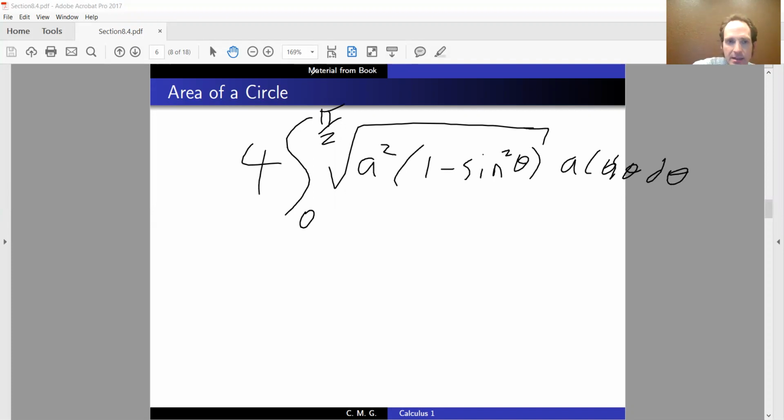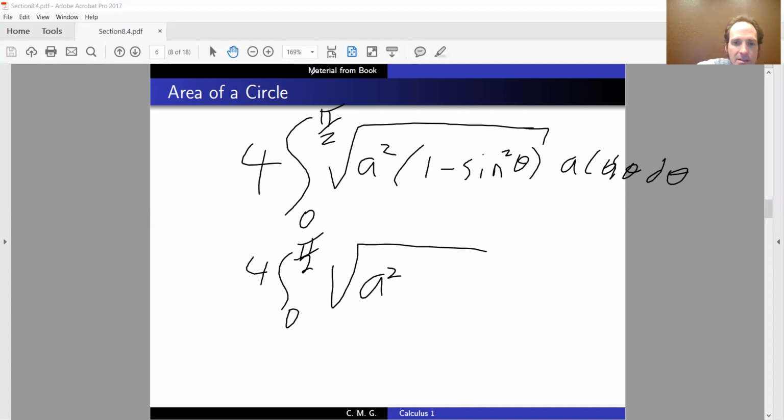1 minus sine squared theta is cosine squared theta, so I get 4, the integral from 0 to pi over 2, the square root of a squared times cosine squared theta times a cosine theta d theta outside of the square root. And this is awesome. I take the square root of a squared cosine squared, I get the absolute value of a cosine theta. A is the radius, so it's positive.